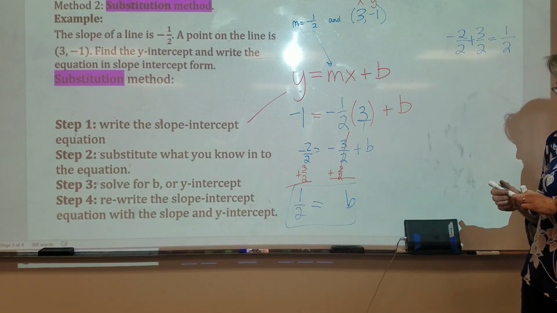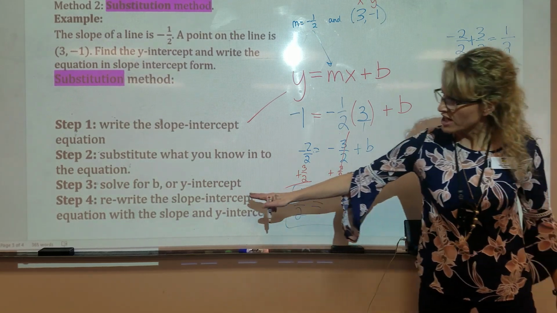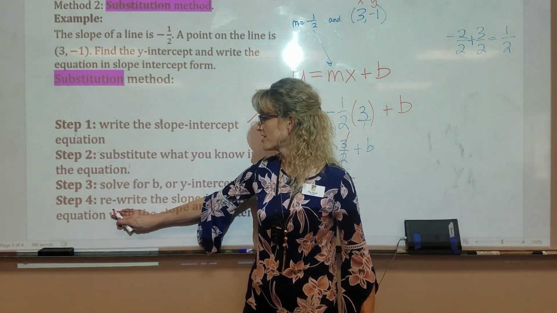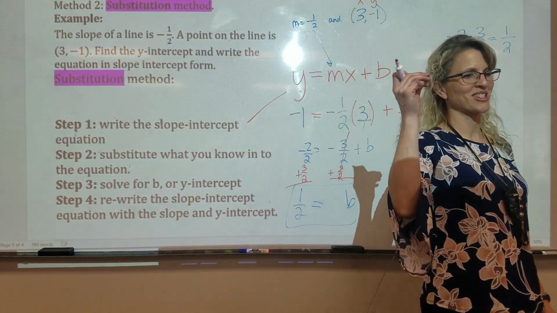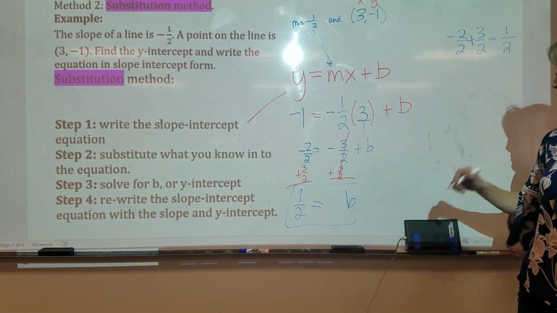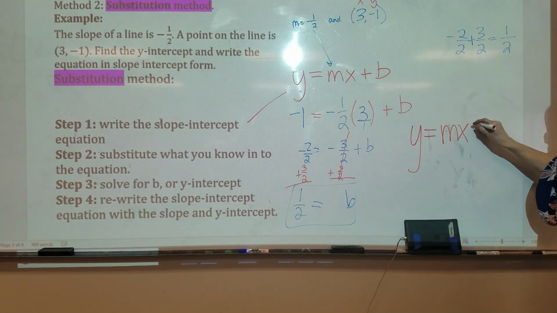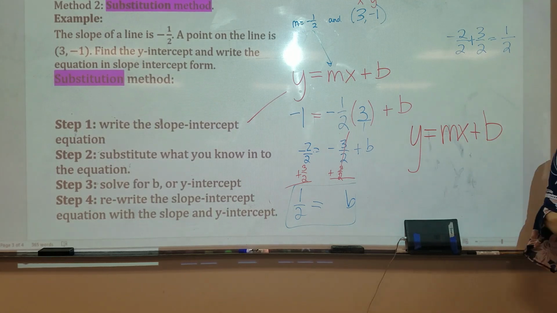Step 4. Rewrite the slope-intercept equation. I'm going to pause right there. What's step 4? Get ready? Rewrite the slope-intercept equation. Okay, I'm doing that right now. I'll wait for you to catch up. As soon as you're done writing, look up at me. I'll know you're ready. Ready, and Sophie's ready, Jasmine's ready, Avery's ready, Kaylee, Michelle.